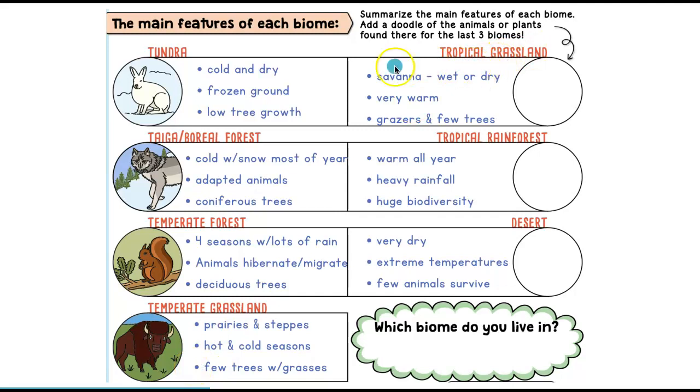Then we have the tropical grassland, which is also called the savanna. It's got a wet and a dry season. Very warm there, and it's full of grazers and few trees. We have the tropical rainforest, which is warm all year with heavy rainfall and huge biodiversity. And then we have the desert, which is very dry, with extreme temperatures, and few animals survive here. So which biome do you live in? Go ahead and fill that out for yourself.